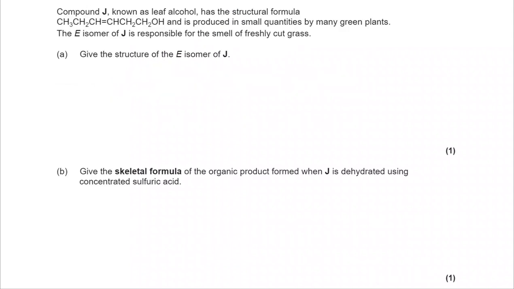So going back to parts A and B, we've got compound J, leaf alcohol, and we've been given the structure of it. Produced in small quantities by many green plants, the E isomer of J is responsible for the smell of freshly cut grass. So you need to give the structure of the E isomer. Now you have to remember that EZ isomerism is geometrical isomerism. It's built around the spatial arrangement around the double bond. It comes from the German words Z zusammen and E entgegen, and that's together and opposite.